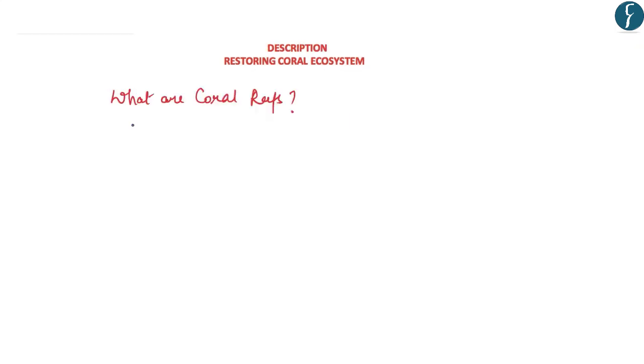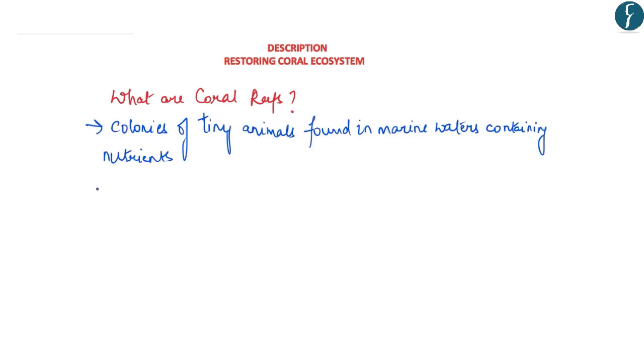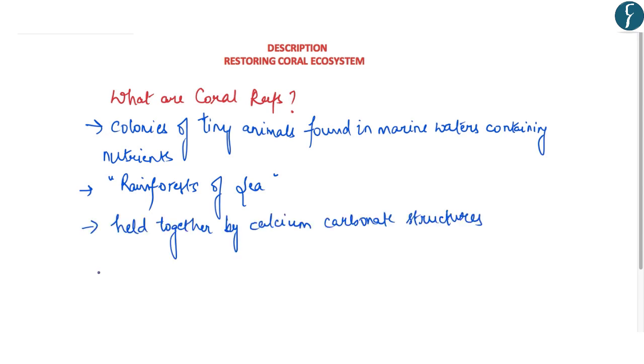So let's move further. Now, what are coral reefs? They are colonies of tiny animals found in marine waters which contain nutrients. Apart from this, they are referred to as the rainforests of the sea because they comprise one of the most diverse ecosystems on Earth. And these diverse ecosystems are held together by calcium carbonate structures which are secreted by these corals. Apart from this, as we have already discussed, coral reefs in India are found near Gulf of Mannar, Gulf of Kutch, Lakshadweep Islands and Andaman and Nicobar Islands.